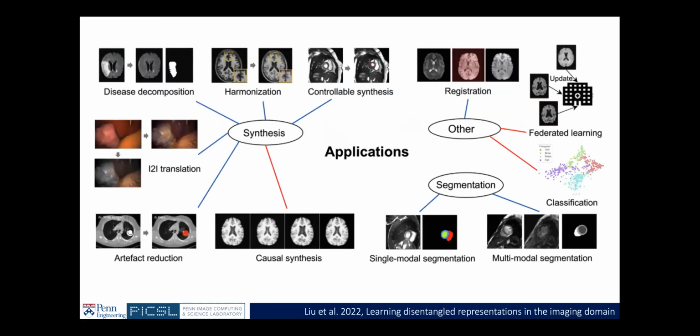So where is this concept of decomposing your input images into content and appearance applied in medical images? Pretty much everything that you can think of these days. You can use them for image registration, segmentation, image synthesis, federated learning, image translation, data harmonization. Essentially, you can use that disentanglement approach for domain adaptation and generalization.